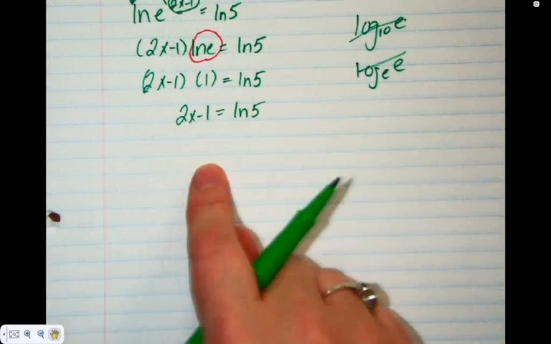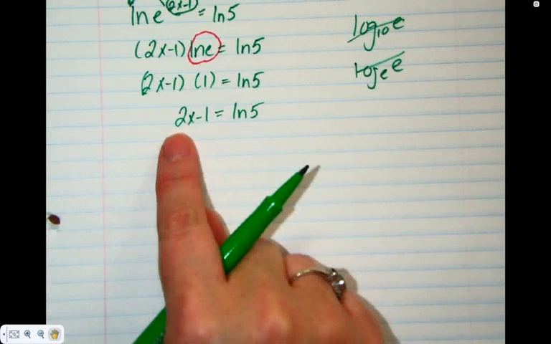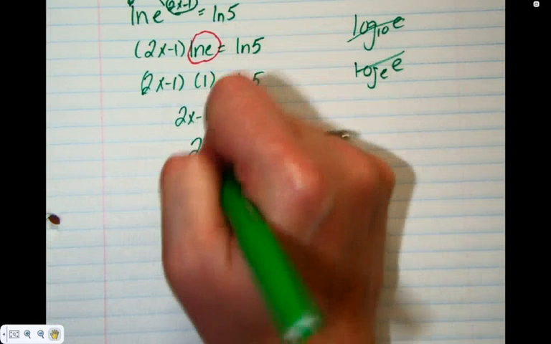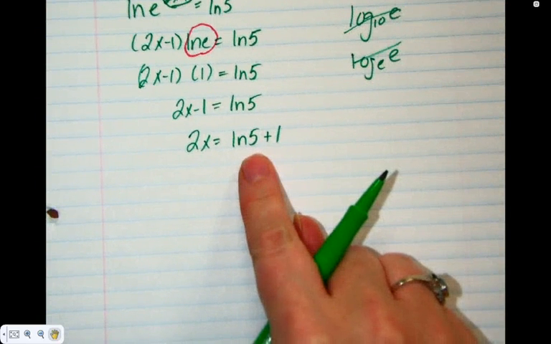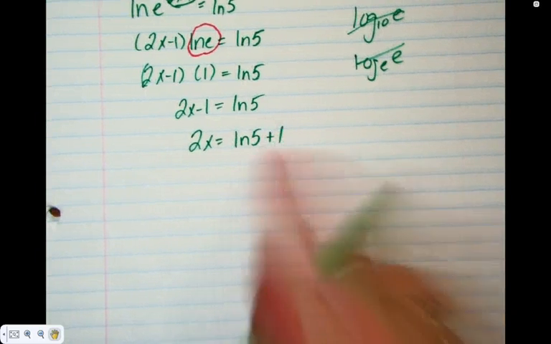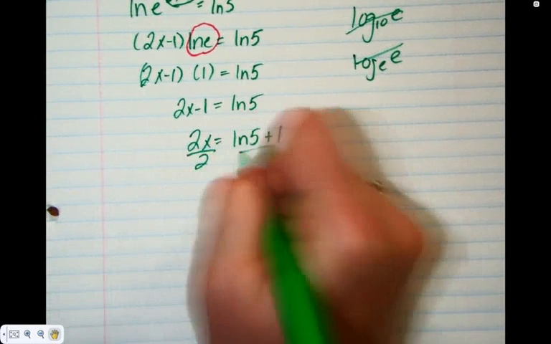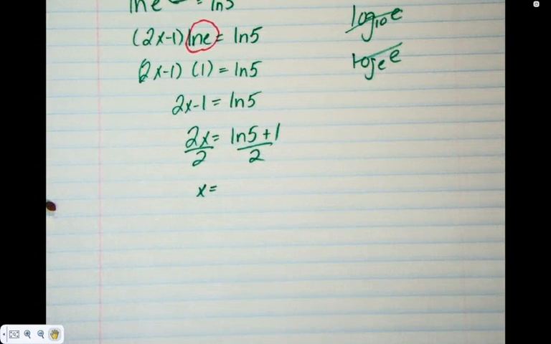Okay, where were we on our steps? So we logged each side, we expanded, isolate x. Plus 1. That does not make this ln 6. That would be ln 5 plus 1, so we're adding 1 just like normal. Divide by 2, divide by 2. And the last step with exponential equations? Throw it into your calculator.